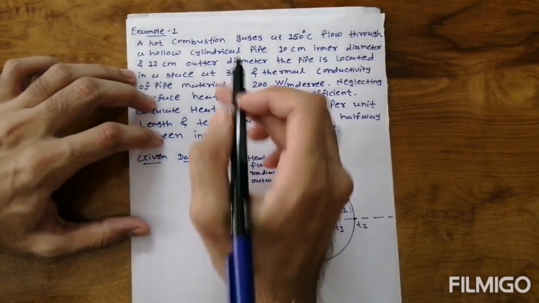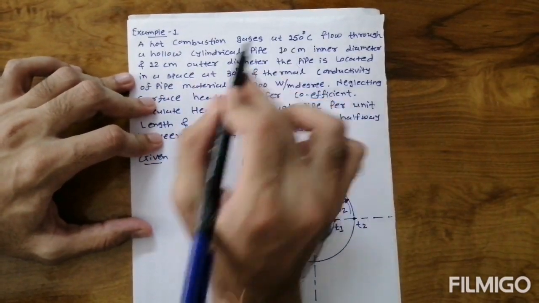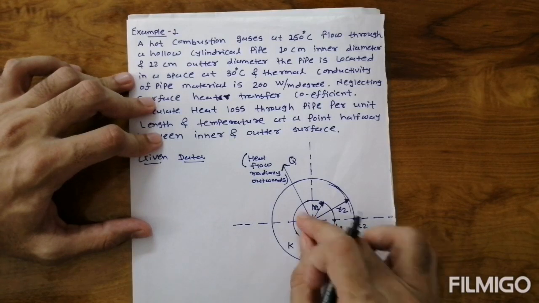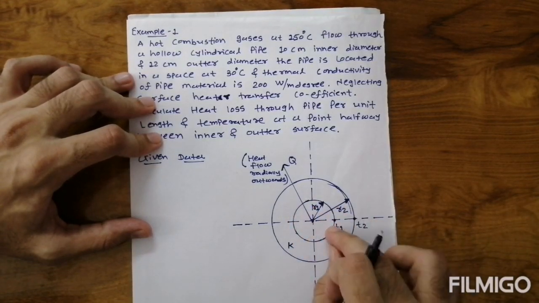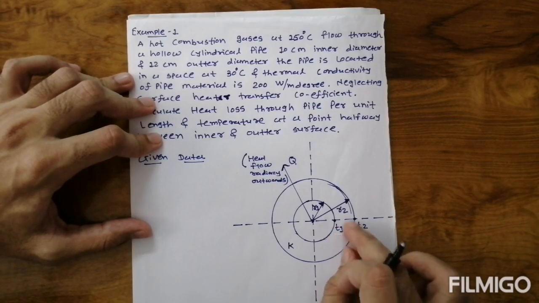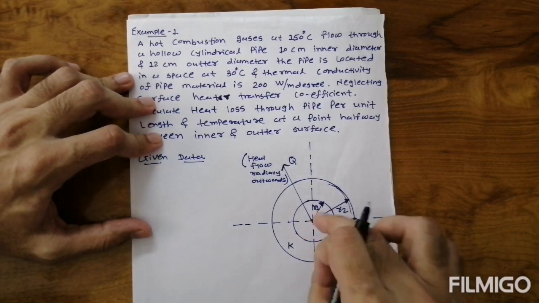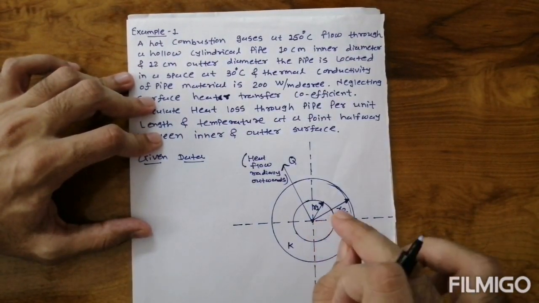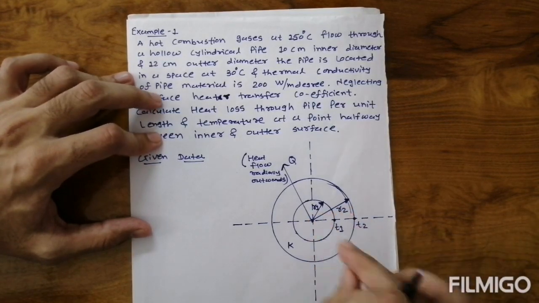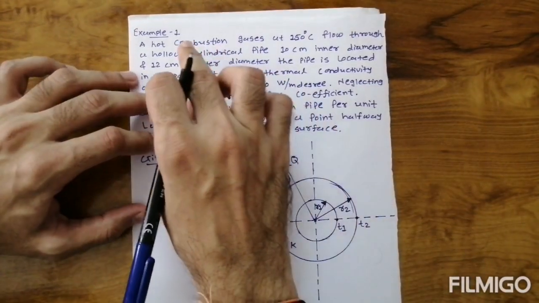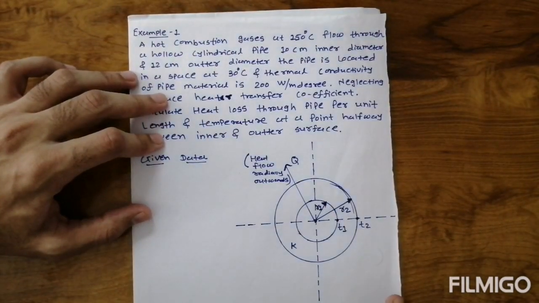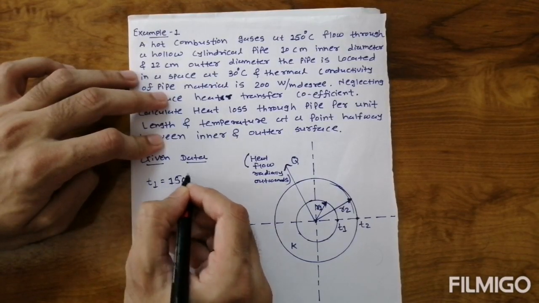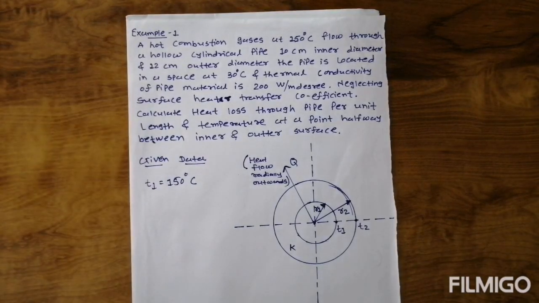Okay, so first of all, hot combustion gas at 150 degrees Celsius is flowing through the hollow cylinder. It flows inside the cylinder, so it touches the inside surface of the cylinder. So the temperature T1 is given, because inside the hollow cylinder the hot combustion gases are there. The temperature of the combustion gases is given, so we can directly take T1 equal to 150 degrees Celsius. That is our given data.